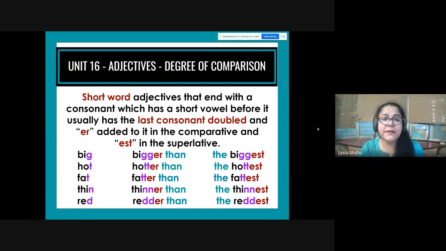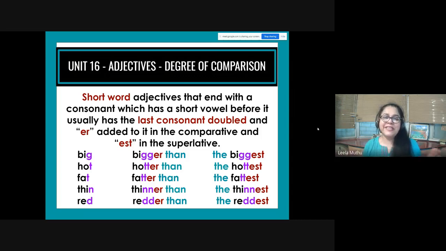Fat. T is doubled again. It's the last consonant. Fatter than, or the fattest. Thinner than, thinner than and the thinnest. Red. Redder than, the reddest. So don't forget this, children, because supposing I add just an ER to big, it will become biger. Hot will become hoter. Fat will become fater. Thin will become thiner, and red will become reder.